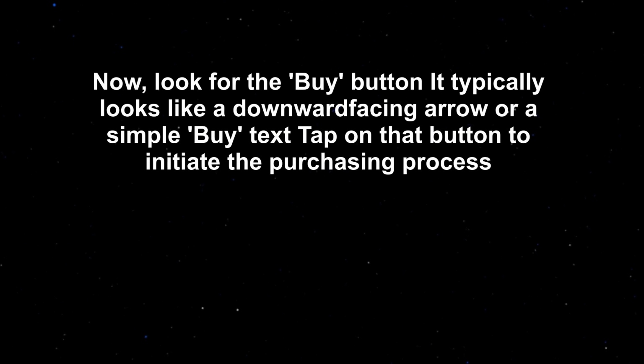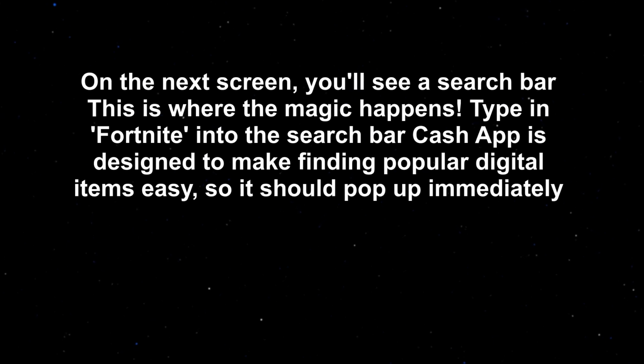Now, look for the buy button. It typically looks like a downward-facing arrow or a simple buy text. Tap on that button to initiate the purchasing process. On the next screen, you'll see a search bar. This is where the magic happens.